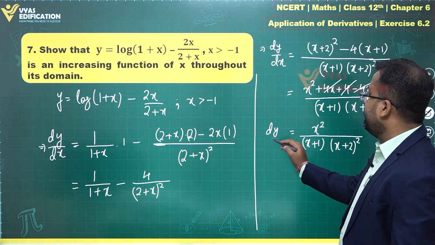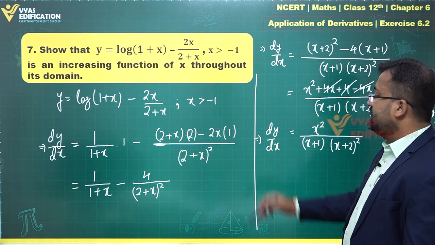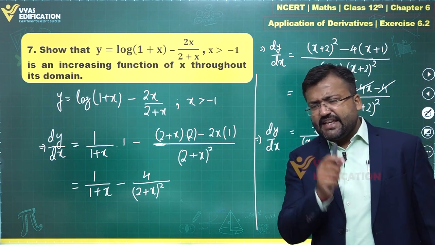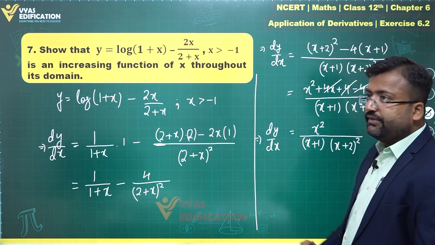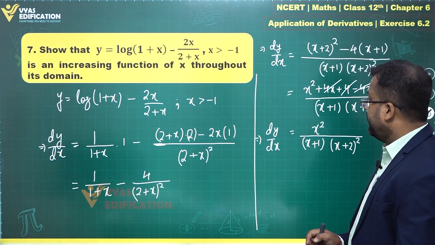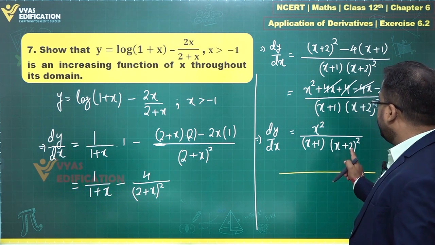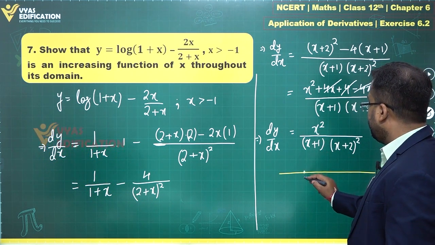This is the derivative of y, and now at this stage we can comment about the sign of the derivative. Mark the critical points. The critical points are minus 2, minus 1 and 0.